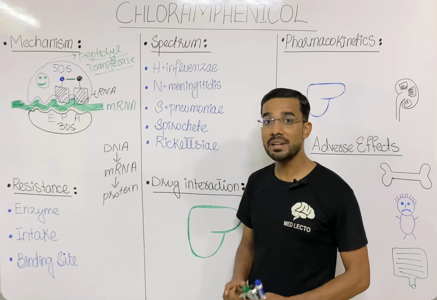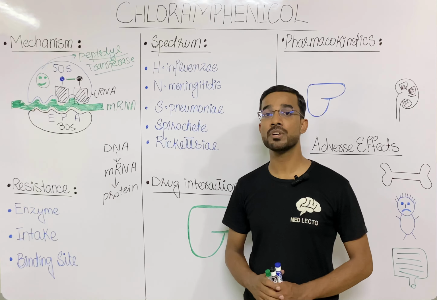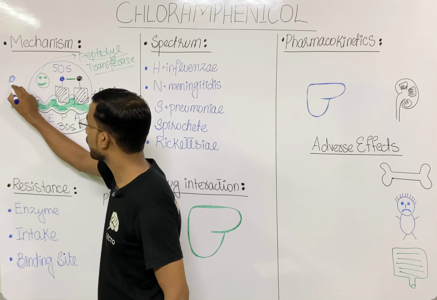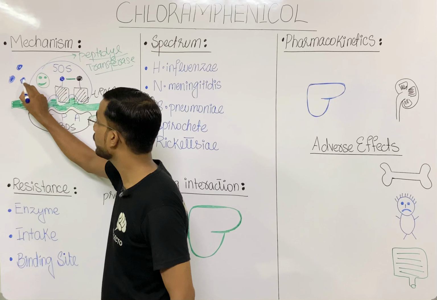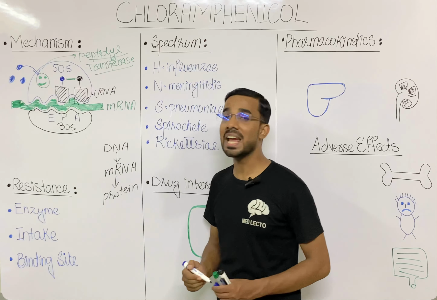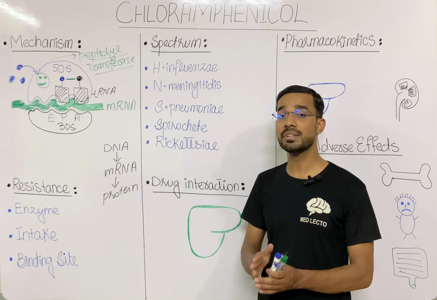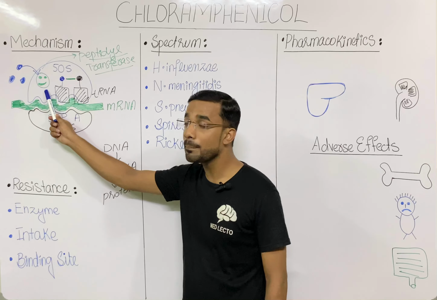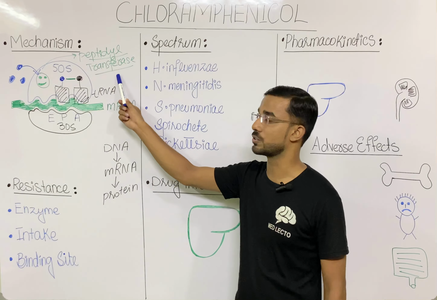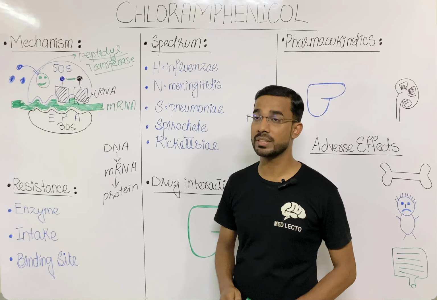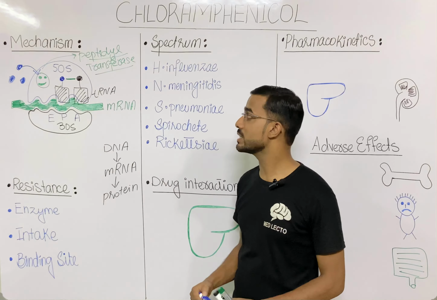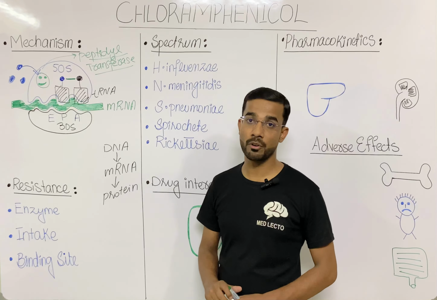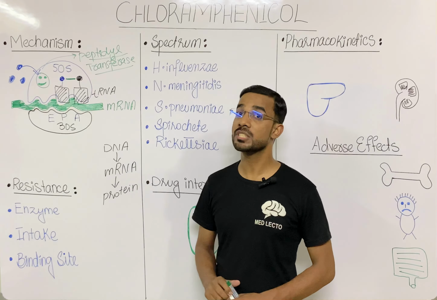But when someone takes chloramphenicol, it first enters into the bacteria. Here are the chloramphenicol molecules. Chloramphenicol will attack the 50S ribosomal unit, and after binding to it, it inhibits the activity of the peptidyl transferase. When there is inhibition of the peptidyl transferase, there is no polypeptide formation and no protein formation. When there is no protein formation, you will see a bacteriostatic effect.